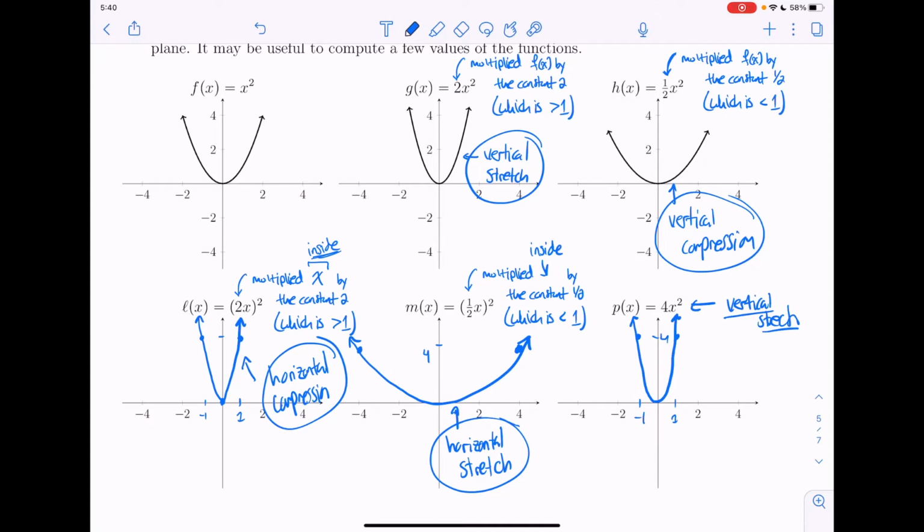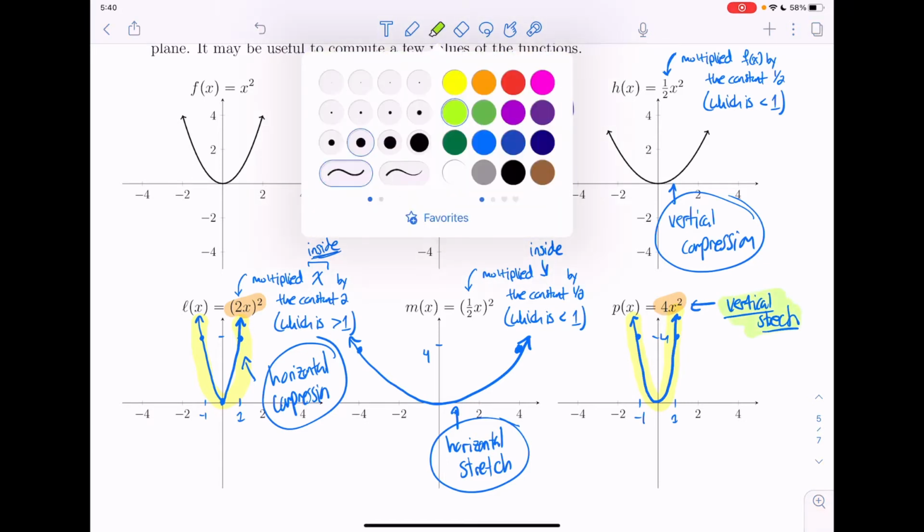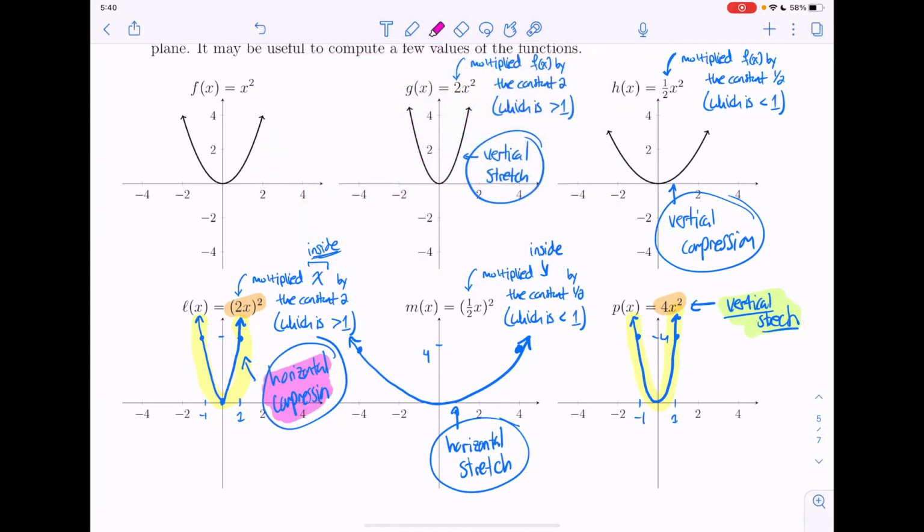And now you may get frustrated, because you'll say, wait, this graph is identical to this graph. And I would say, yes, of course it is, because 4x squared is the same as (2x) squared, algebraically. And then you may say, wait a minute, how can this be a vertical stretch, but this be a horizontal compression? And the answer is, they can be both at the same time. Vertical stretches are horizontal compressions, but by different factors.